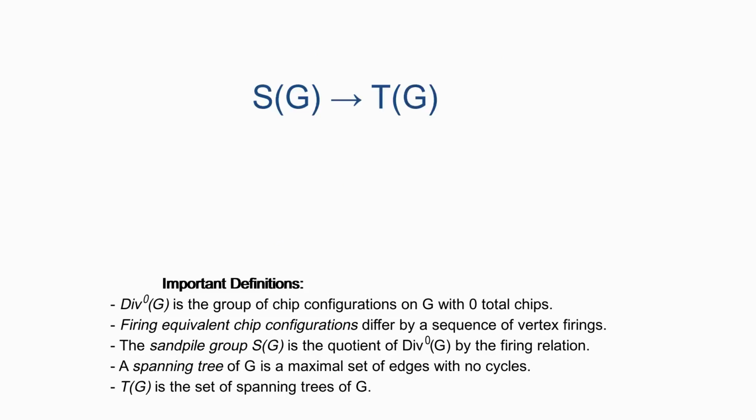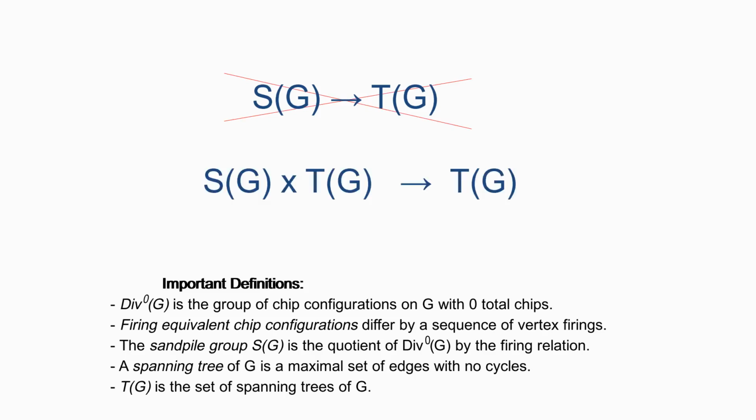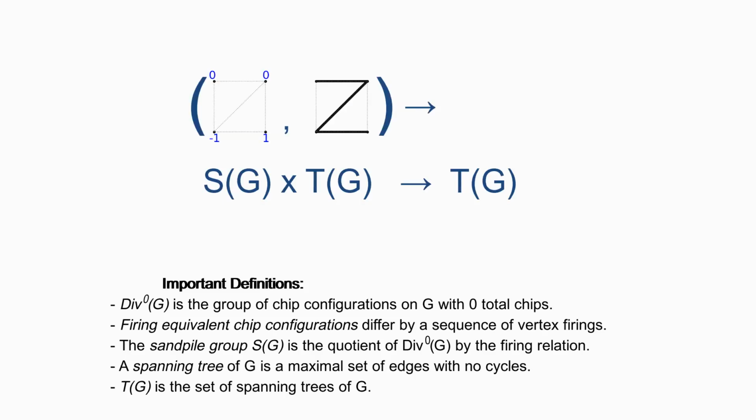Instead of defining a map between S of G and T of G, we'll define an action of S of G on T of G. This means that we will input a spanning tree and a sandpile element and output a new spanning tree. Now, the special identity element is no longer an issue, because if we act on a spanning tree by the identity, we just leave it alone.